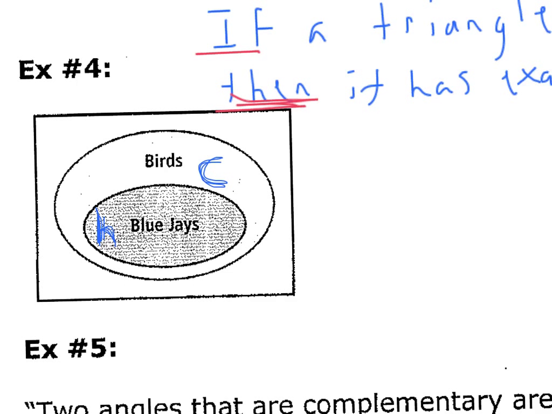Let's write a conditional statement about this. For example, you could write: if an animal is a blue jay, then it is a bird.